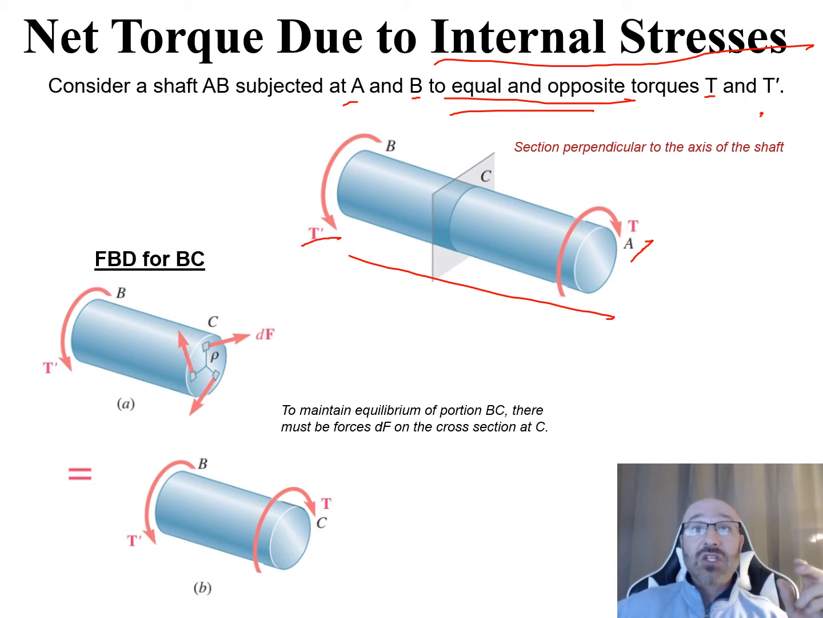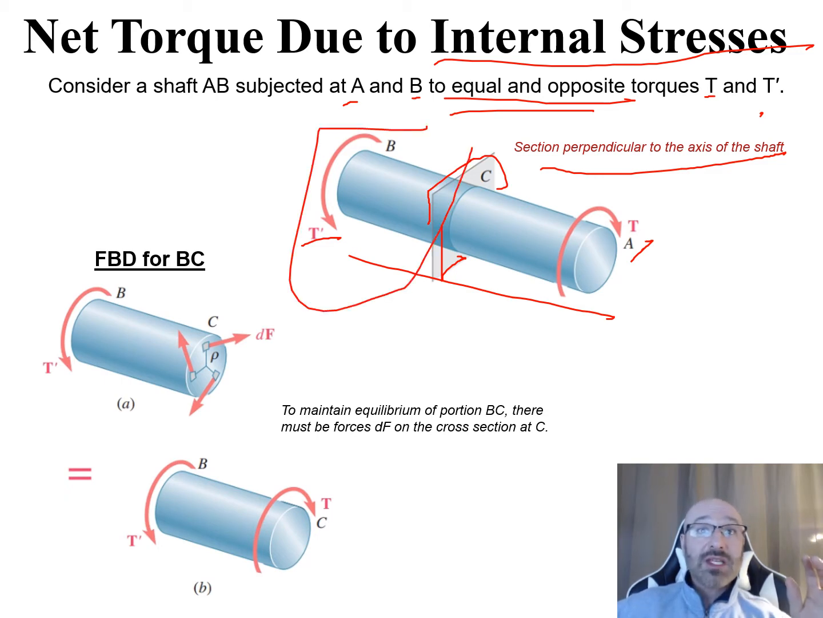We take this section perpendicular to the axis of the shaft right here at C. For the section C, we cut this here at C, so now we have the section BC that we're looking at down here. Now we want to create these free body diagrams as we're going through and solving the problems here. So to maintain equilibrium of this portion BC of the shaft, there must be these forces dF on the cross section at C right here.